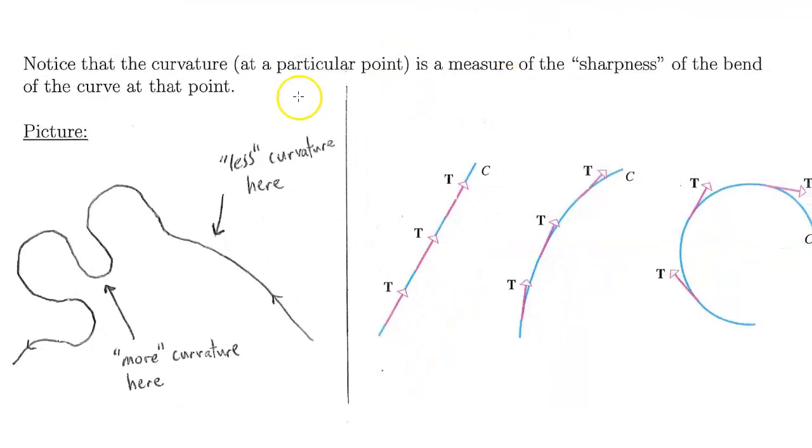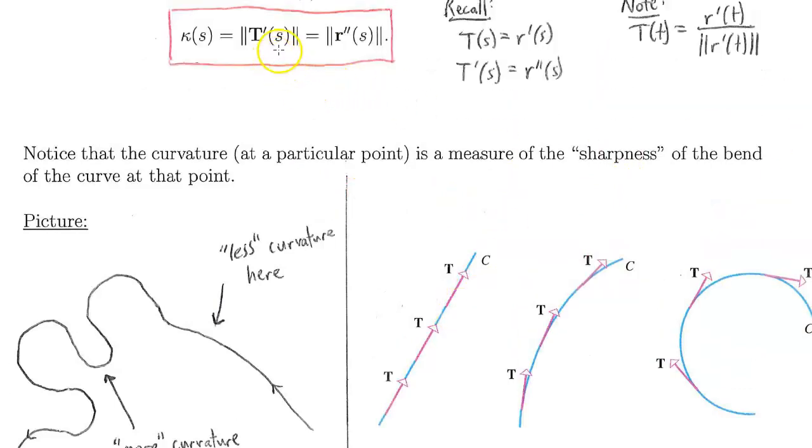So notice that the curvature at a particular point is a measure of the sharpness of the bend of the curve at that point. So remember here, kappa of S is the norm of T prime of S. Now remember, T is a unit tangent vector at each point. Now this curve here is really just a straight line, and notice the unit tangent vectors are all pointing in the same direction. So if we want to look at T prime, how fast are these T's changing? Well, they're not changing at all. For a straight line, T prime is going to be the 0 vector. So this straight line doesn't have any curvature, or the curvature is 0.